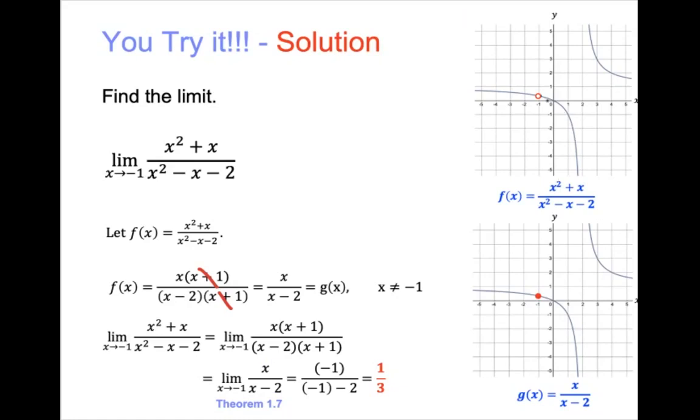Now we can look to the graphs on the right to further validate our solution. Notice on the top graph of f of x that at x equals -1, there's a removable discontinuity where the point -1, 1/3 would have been. But if you look below at the graph of g of x, at x equals -1, there's actually a point in that same location. So f of x and g of x agree at all but one point. Therefore, we're able to use Theorem 1.7 to find the limit as x approaches -1 of f of x.